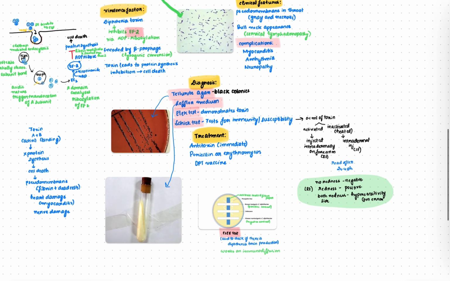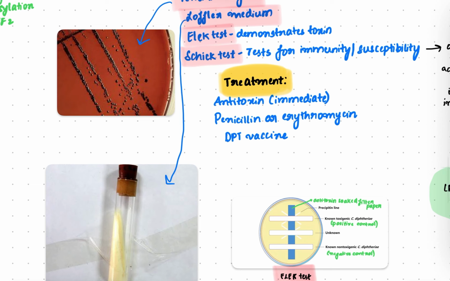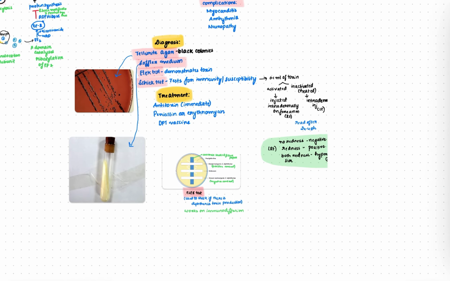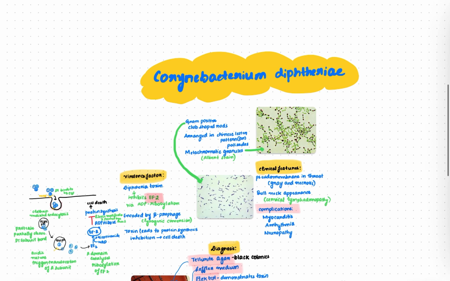Coming to the treatment, first we have to give antitoxin immediately, and penicillin or erythromycin can be given, and the DPT vaccine should be given. So these are the important points in Corynebacterium diphtheriae.